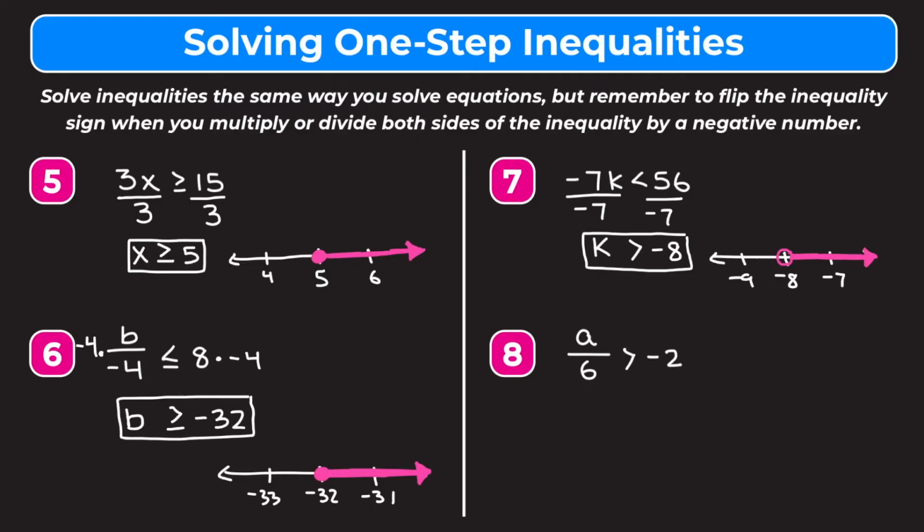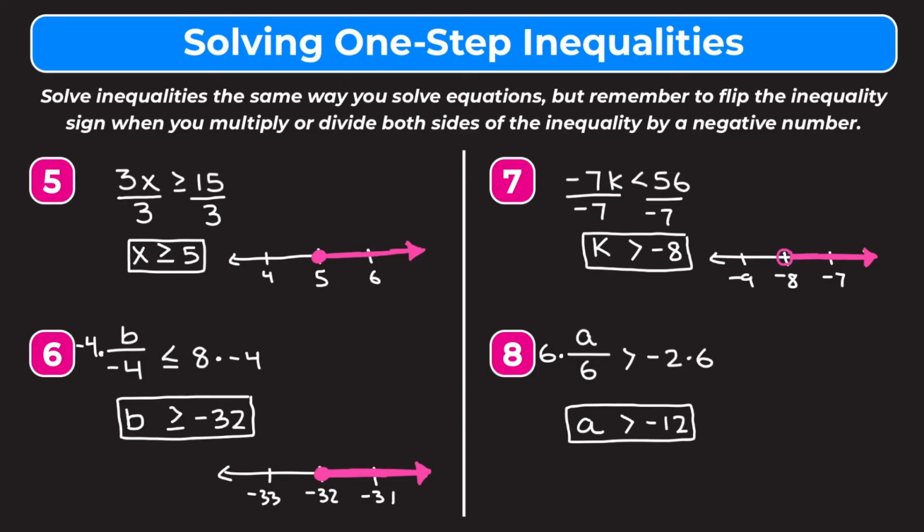So that's how we shade k is greater than negative 8. If we take a look at example 8, we have a divided by 6 is greater than negative 2. Because a is being divided by 6, to get rid of it, we need to multiply both sides of our inequality by 6. On the left side, 6 divided by 6 is 1, so we're just left with a. And we have greater than, and on the right side, negative 2 times 6 is negative 12. So we get that a is greater than negative 12.